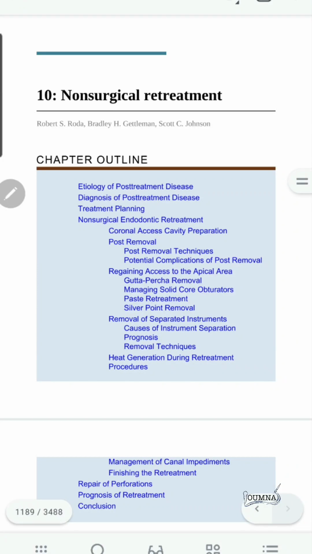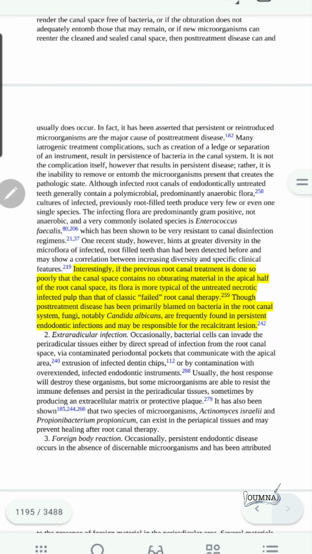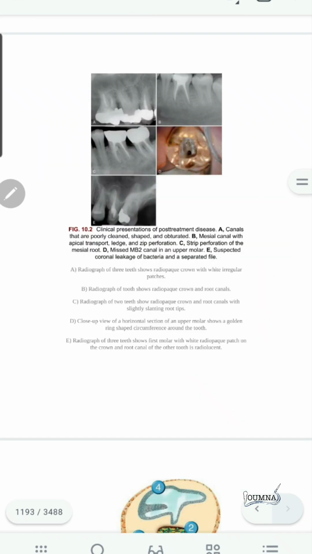Assalamu alaikum. Let's talk about the non-surgical retreatment. The retreatment can be an option of treatment when the failure of the endo treatment happened. We'll discuss what are the reasons that caused this failure.